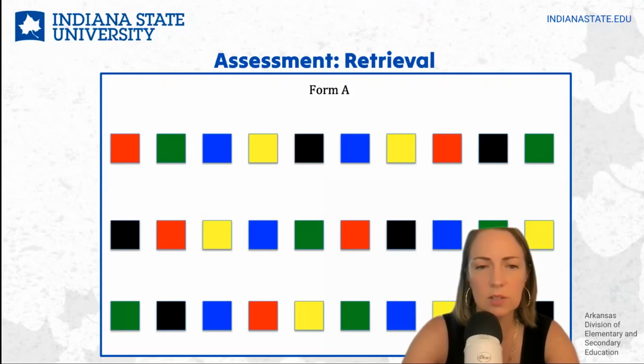This assessment is from Arkansas Department of Education, and it's called the Rapid Naming Screener. This can be used to help determine whether it's a reading issue or a cognitive retrieval or processing issue.